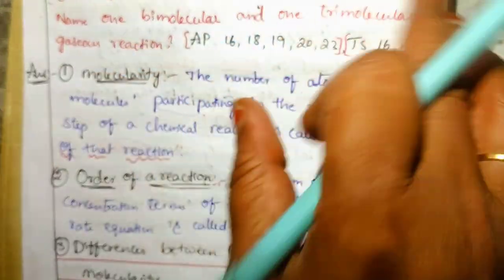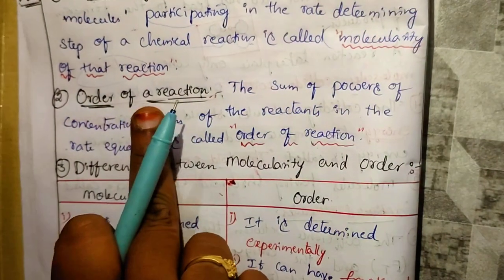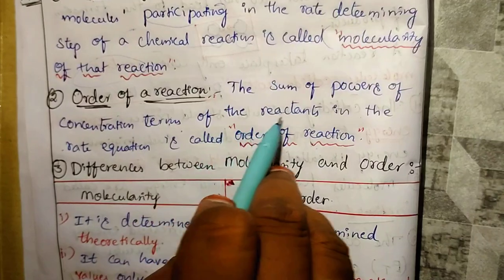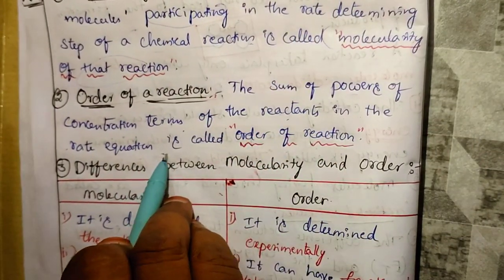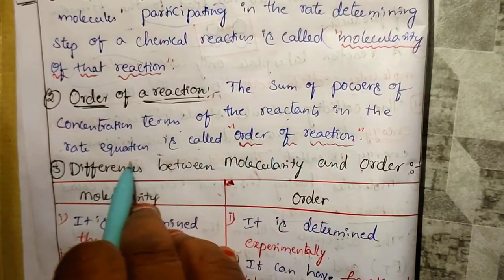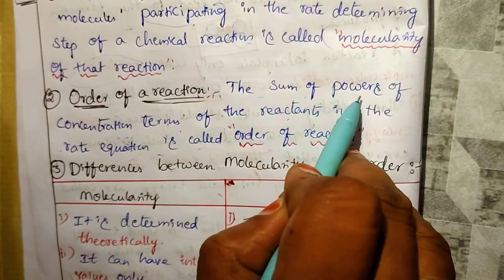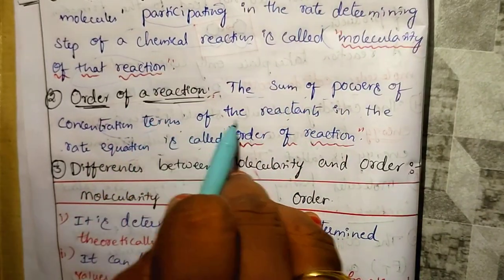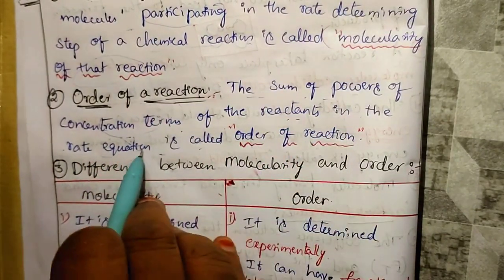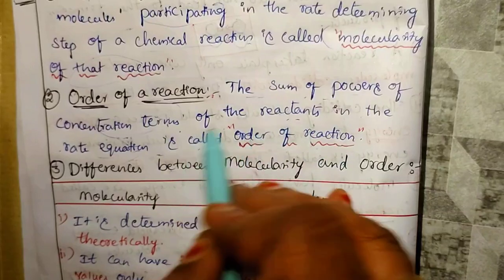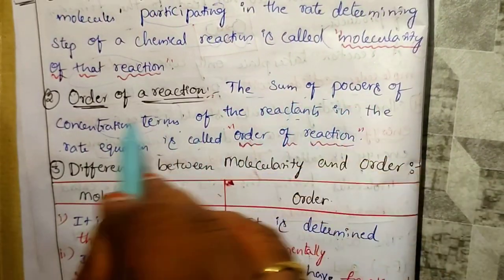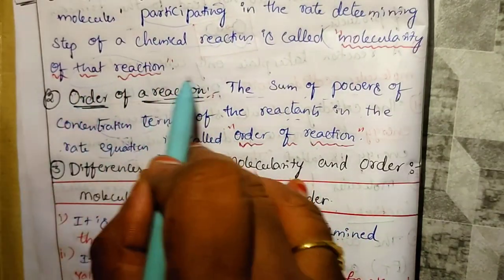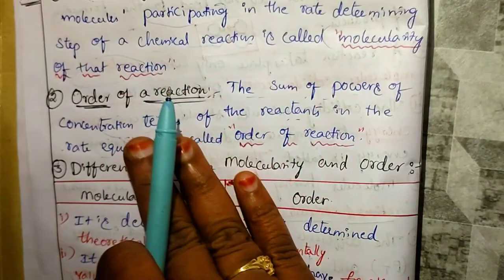Next, what is the order of reaction? The sum of powers of concentration terms of the reactants in the rate equation is called order of reaction. Not products, only the sum of powers of concentration terms of the reactants in the rate equation. So this is molecularity and this is order.